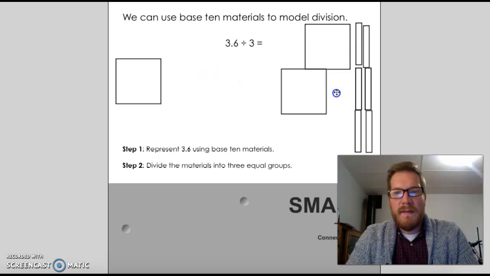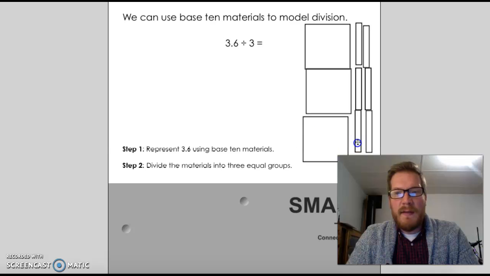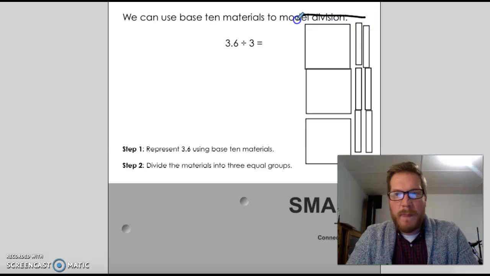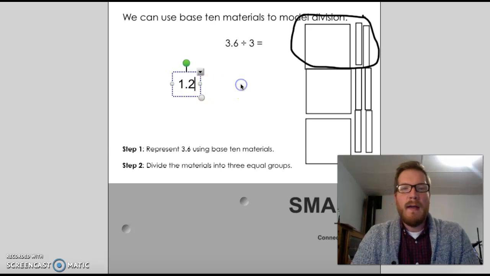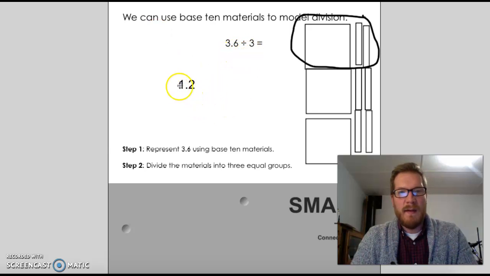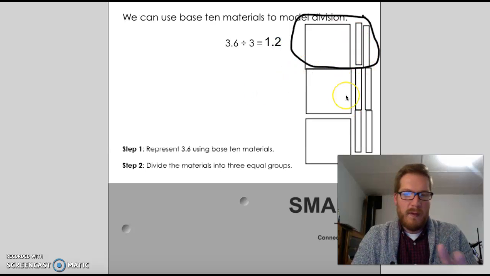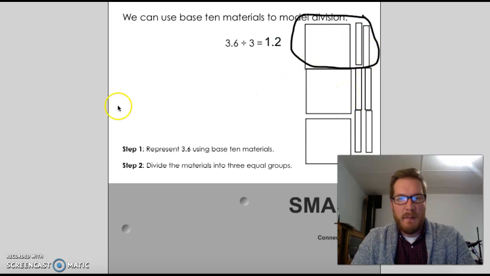And so what I'm trying to represent is I've divided this number into 3 equal groups. And I'll just draw a little circle around one of those groups. Say this right here. And then one of those groups represents 1.2. And so if we are dividing 3.6 by 3, that's going to be our answer. We're going to get 1.2 because we've regrouped and we've sort of rearranged our base 10 models.